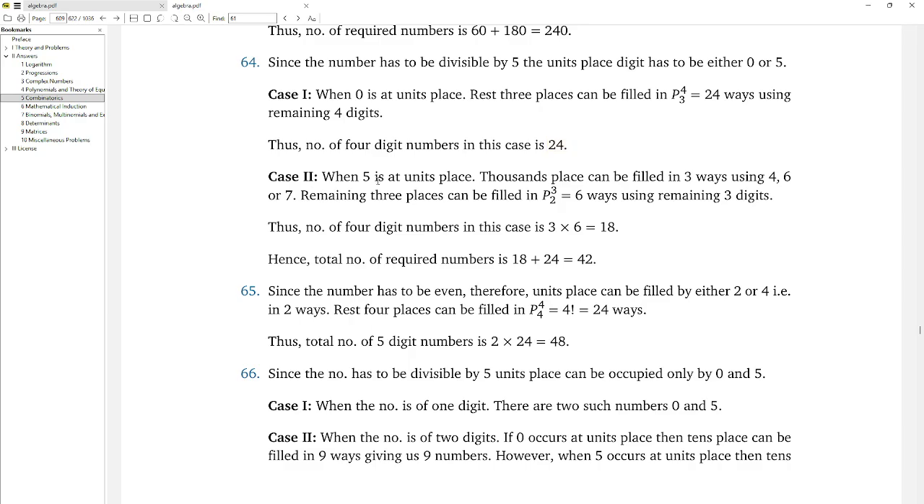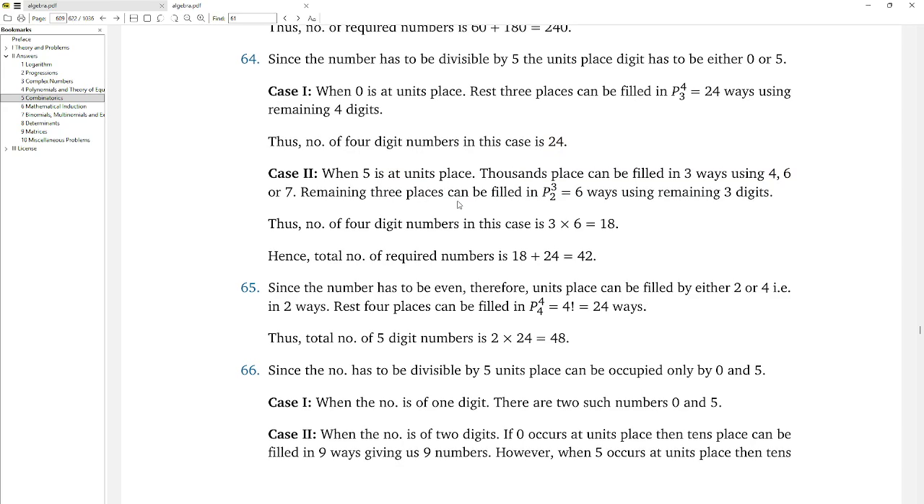The second case would be when 5 is at units place. The most significant thousands place can be filled in 3 ways using 4, 6 or 7. 0 cannot be used. Remaining 2 places can be filled in 3P2 ways, that is 6 ways. The total number of numbers is 3 into 6, that is 18. The total number of required numbers is 24 plus 18, that is 42.